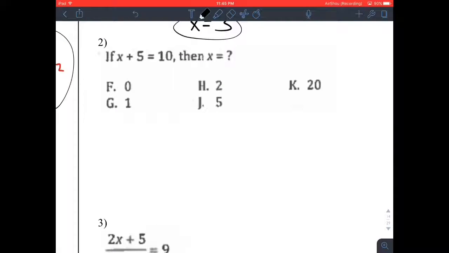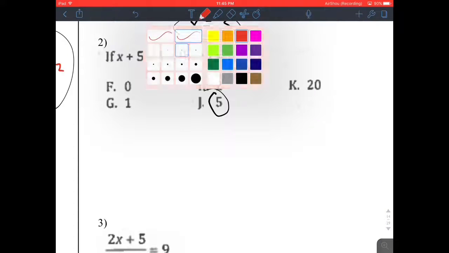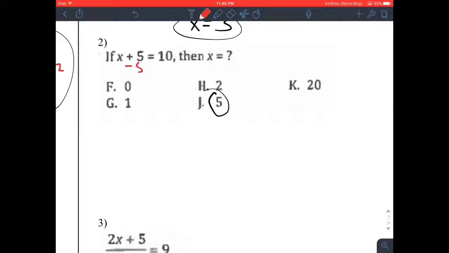Number 2, if x plus 5 is 10, what's x? It's obviously going to be 5, because if we subtract 5 from both sides of the equation, we're going to get x equals 5.